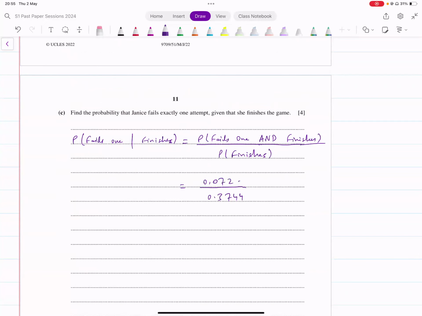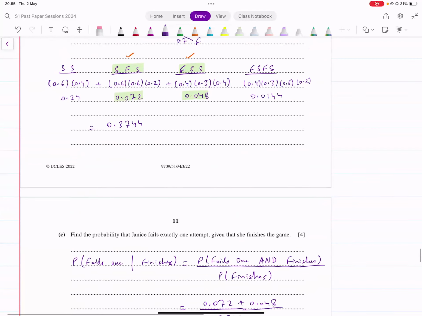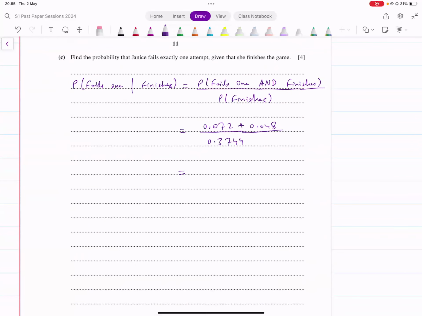What's the total probability for those two cases? 0.072 plus 0.048. This is the total probability where both of these conditions are met. And that is going to give us the result 0.072 plus 0.048 divided by 0.3744. And that's giving me the conditional probability. That's 25/78, or in decimals, that's 0.32051. That's the conditional probability that we were looking for.